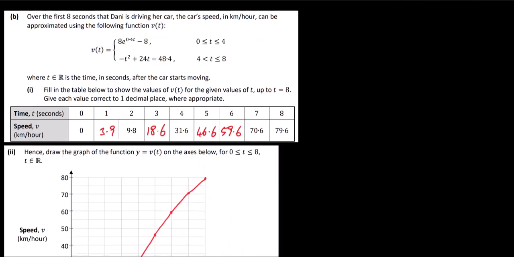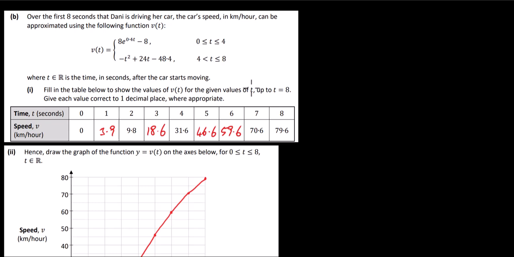Next question. Over the first 8 seconds that Danny is driving her car, the car's speed in kilometers per hour can be approximated using the following function. So this is a piecewise function, in 2 parts. From 0 to 4, you use the function 8e to the power of 0.4t minus 8. And then from t greater than 4 up to 8, you use the second function, the quadratic function there. Where t is real and in seconds after the car starts moving, fill in the table below to show the values of v of t for the given values of t up to t equal to 8. Give each value correct to 1 decimal place where appropriate.